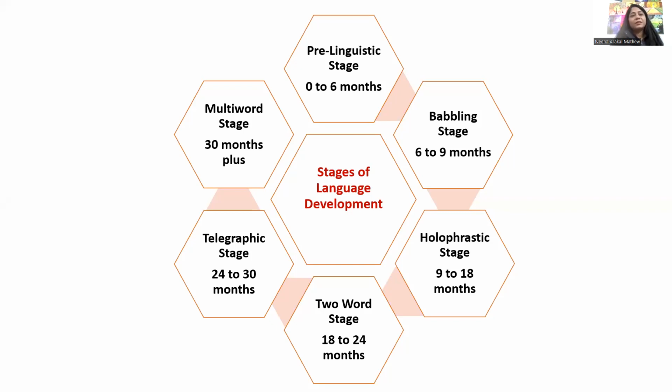And multi-word stage is again 30 months onwards, where the child may not say a perfect sentence, but 3-4 words or a phrase that makes some sense. And from there on, it grows rapidly, provided the opportunities are given to the children.